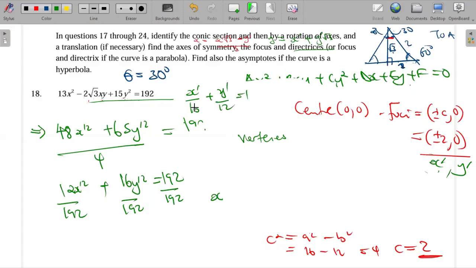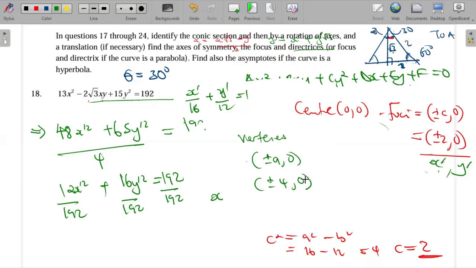So then your a is just the square root of this here. So meaning your vertices in the major diagonal, you add to the a, which is going to be plus minus a comma 0, because our center is 0 comma 0. That will be plus minus 4, because you're getting the root of 16, and then 0 there. So you get this here as your vertices in the major diagonal.